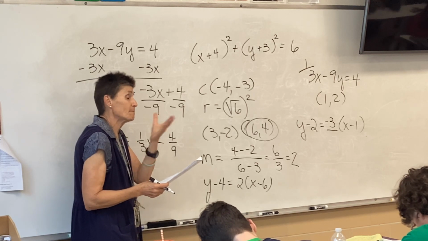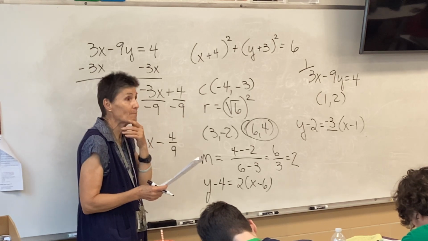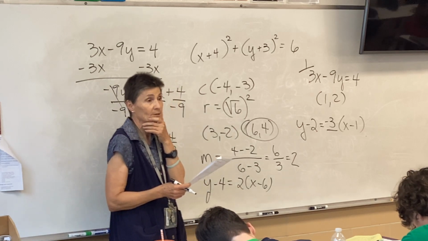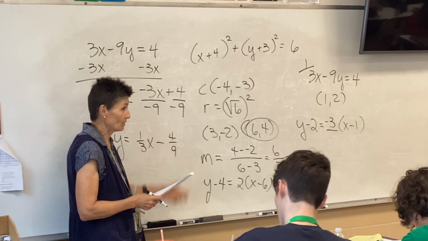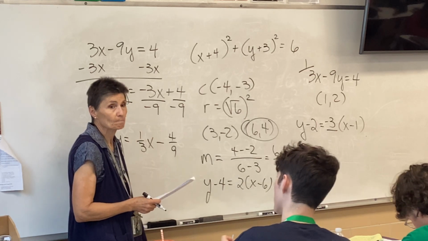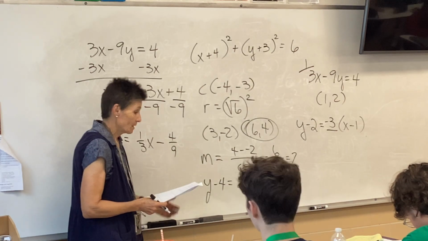Somebody's got different versions of the test. Somebody's gonna have parallel, somebody's gonna have perpendicular. So if it's parallel, you use the same number. If it's perpendicular, you flip it, make it negative. All right? Here we go.